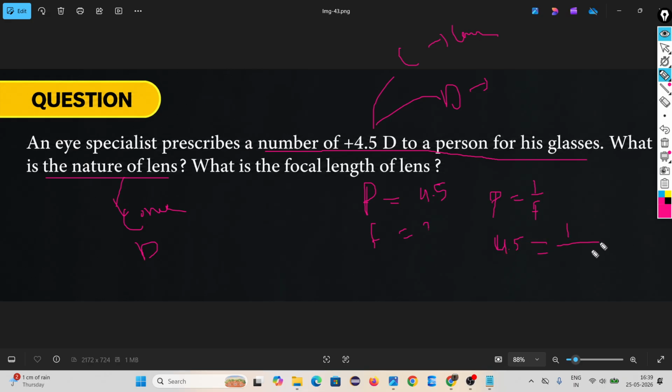4.5 equal to 1 upon F. Then 4.5 F equal to 1. F equal to 1 by 4.5, remove the decimal, 10 by 45. If you simplify 10 by 45, you will get 0.22 meter. This is the focal length. Do you understand or not? Yes, sir.